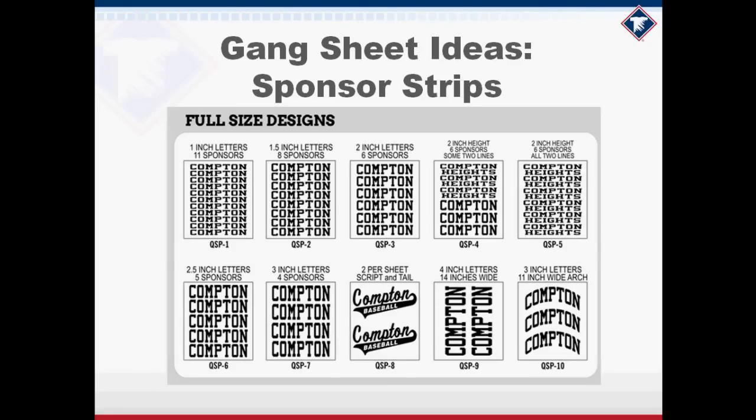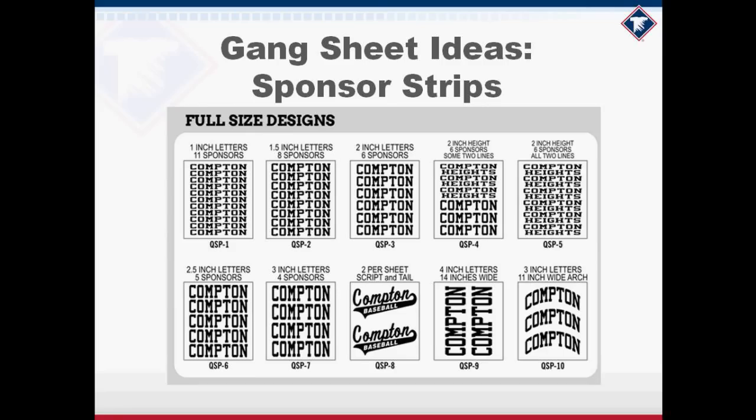Here's an example of some of those sponsor sheets I was just talking about here. So you see how QSP1 is 11-inch sponsors that are 1 inch tall. QSP2 is 1.5 inches tall. Then we've got options like all the way down there at the bottom corner, QSP10, where it's 3 arched lines of text. So there's all sorts of different things.